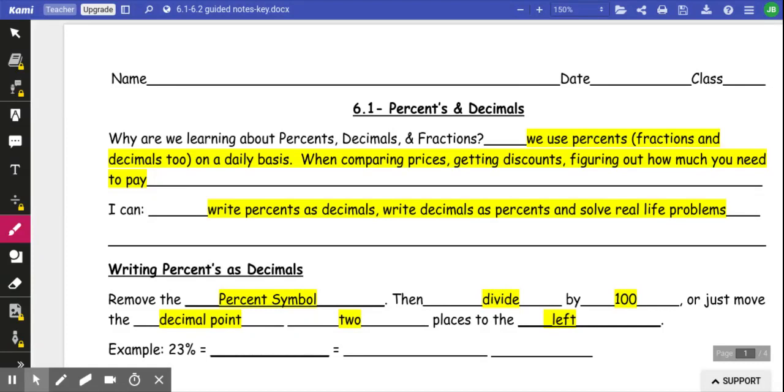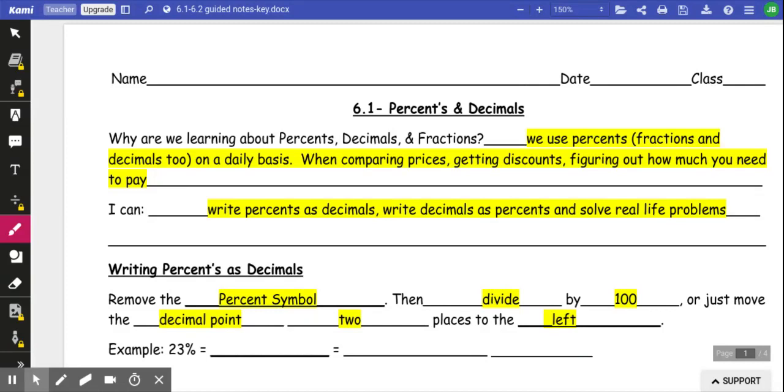So first of all, why are we learning about percents, decimals, and fractions? Well, we really talked about fractions and decimals before, so this one focuses more on the percents. We use percents along with the other two on a daily basis when comparing prices, getting discounts, figuring out how much you want to pay for something or how much you need to pay for something. So we do see them, especially out shopping or in trying to use your money on a day-to-day basis. We really use percents quite often.